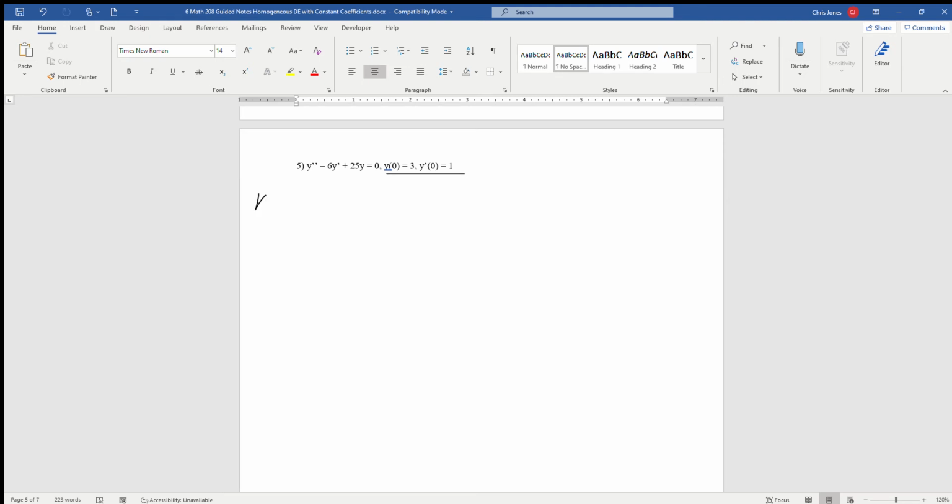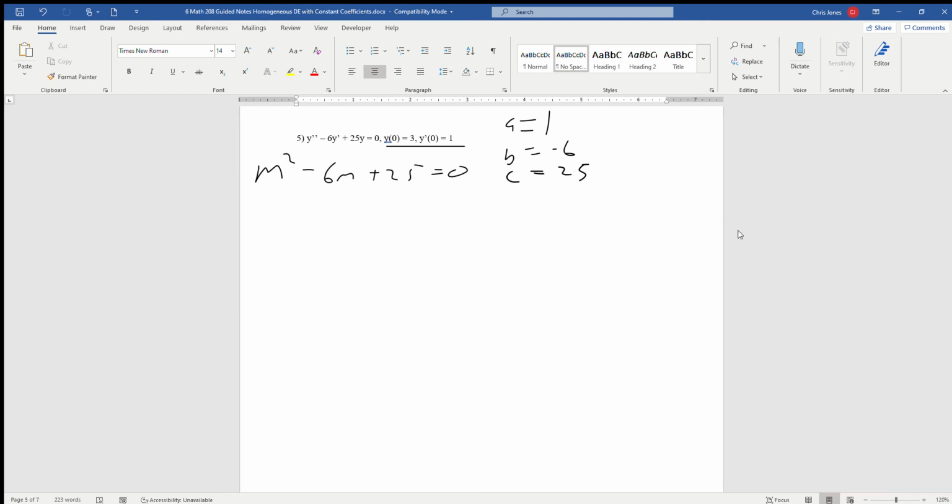We're going to set up the characteristic equation, m squared minus 6m plus 25 equals 0. And unfortunately, we can't factor that. So we're going to have to use our quadratic formula. So a is equal to 1, b is equal to negative 6, and c is equal to 25. And we're going to throw that into the quadratic formula.